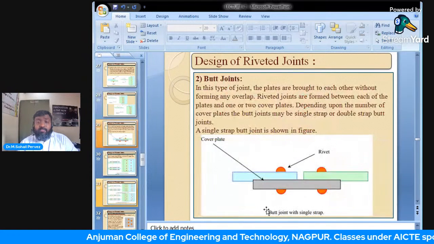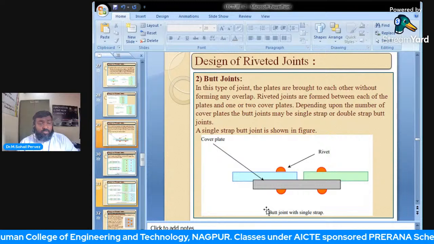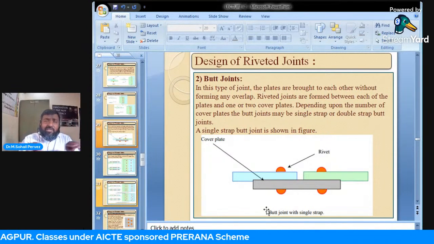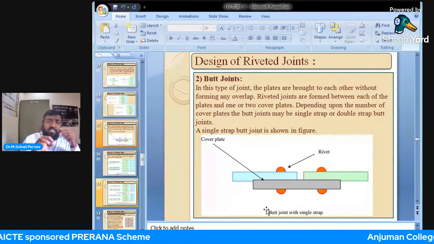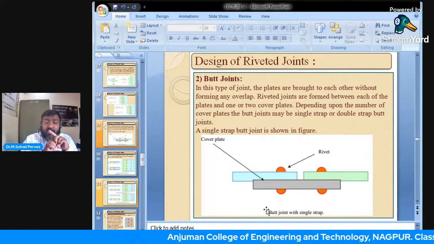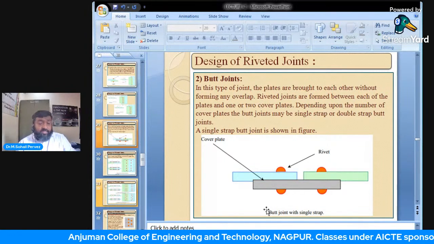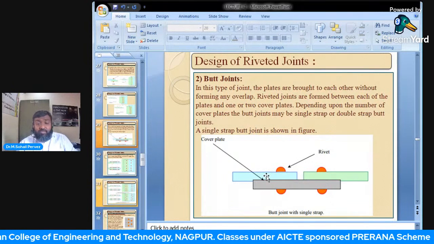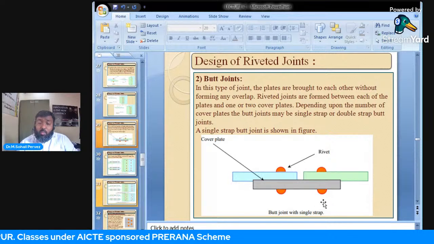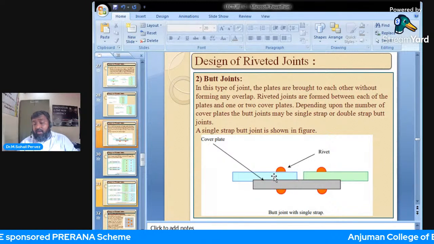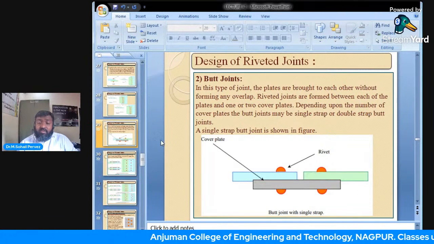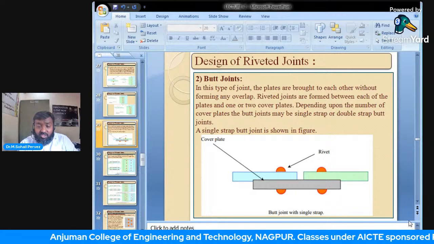The next one, butt joints. Suppose we want to join these two plates. We cannot join these two plates head on because there is no arrangement to join them using rivets. Hence, we will always use a cover plate. Let us say this is plate 1 and this is plate 2. We want to join these two plates, so we have to compulsorily take a cover plate. Now this cover plate will overlap these two plates and riveting will be done. This type of joint is known as a butt joint.